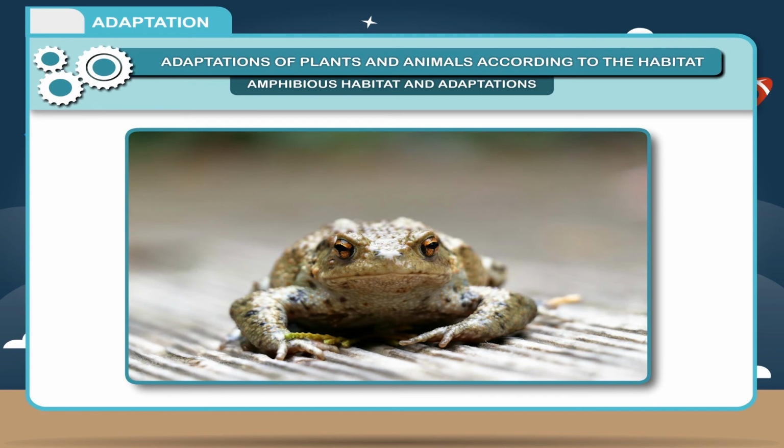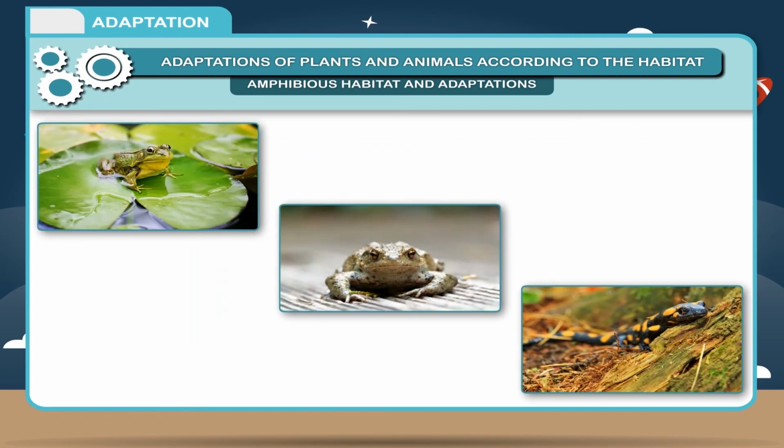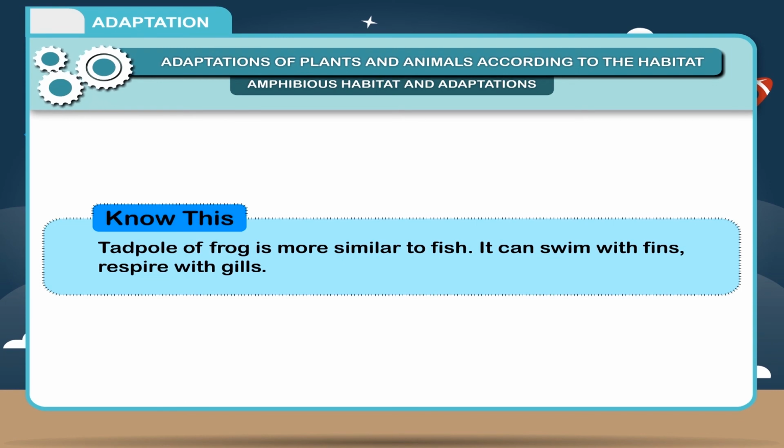3. The hind legs are strong and long, which help in hopping movements on the land. 4. They have webbed feet for swimming. Know this: a tadpole of a frog is more similar to a fish. It can swim with fins and respire with gills.